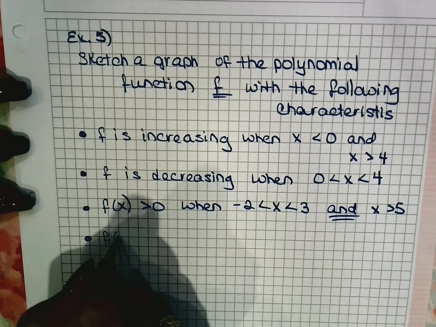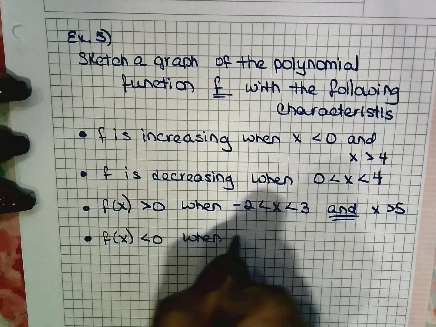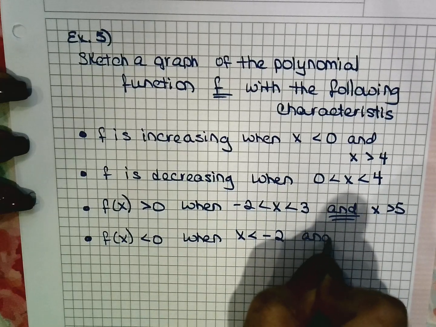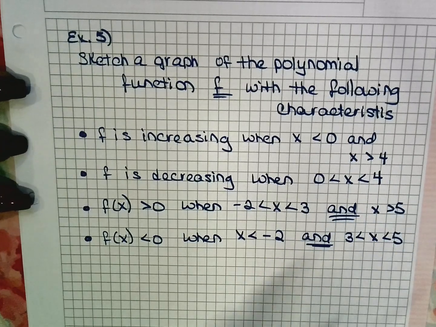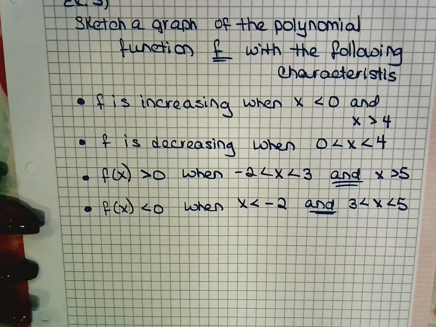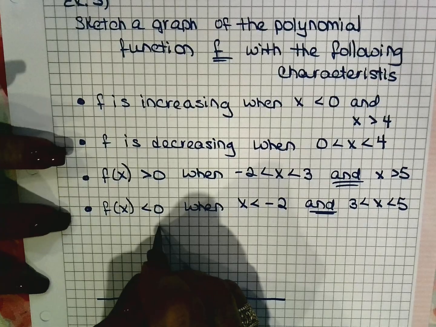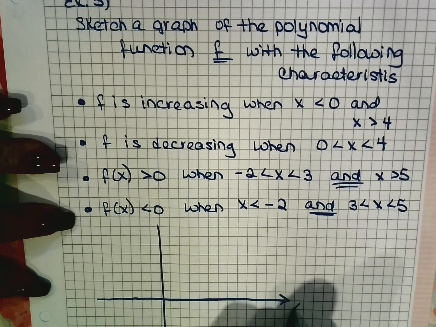And f of x is less than 0 when x is less than negative 2 and 3 is less than x is less than 5. Wow, that's a lot of information. So let's see what they're actually telling us. We'll start with the things that are most obvious and move from there.